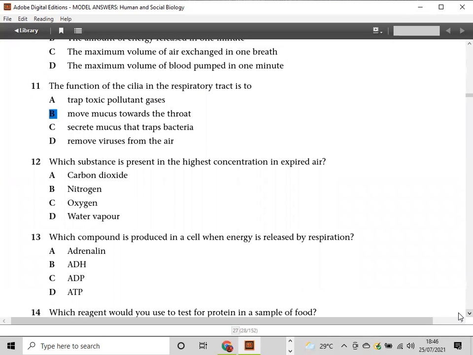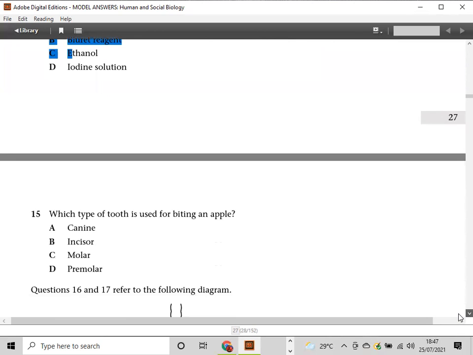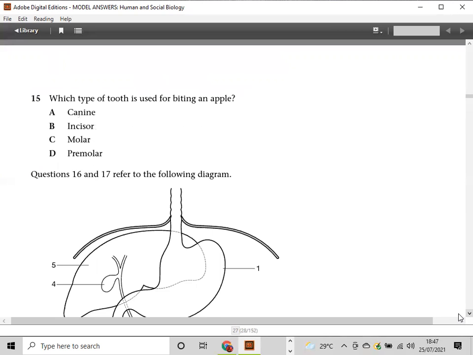12 is E, that's which substance is present in high concentration is expelled in the air, and that is nitrogen. 13 is D, ATP. Alright, so you can read that one. Which reagent would you use to test for protein in a sample of foods? And that is D. Number 15. Tell you what, guys. Number 15 is D, incisor.